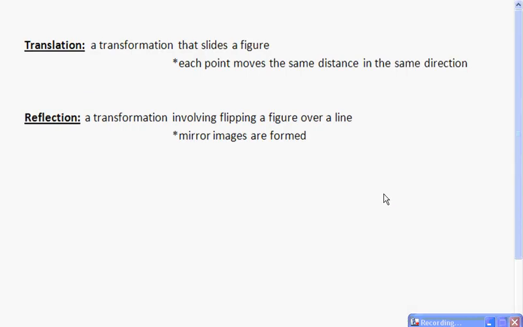One type of transformation is a translation. A translation is a slide. Basically, each point moves the same distance and in the same direction. So translation is a slide. Reflection, also known as a flip. It is a mirror image. It is normally flipped over a line, which would normally be your X or Y axis.